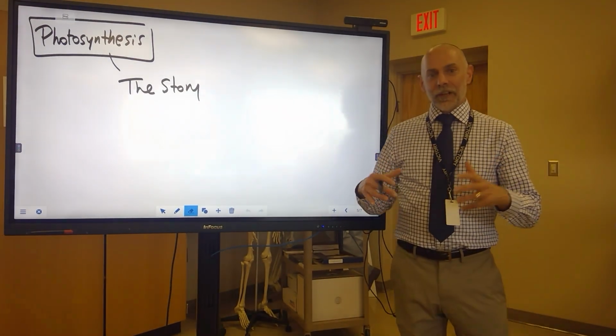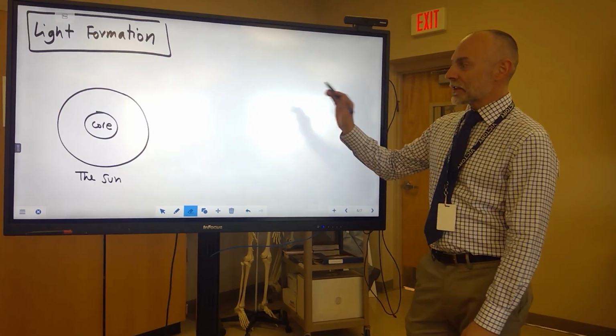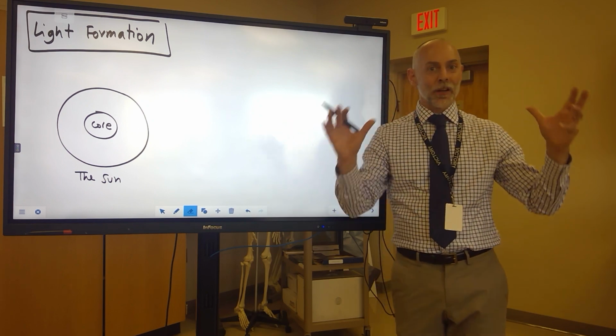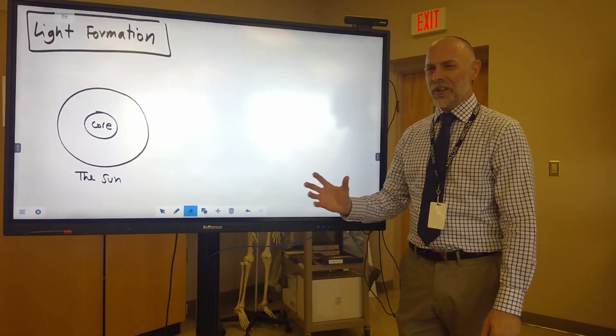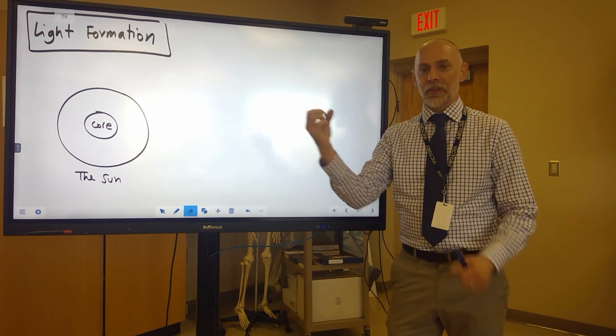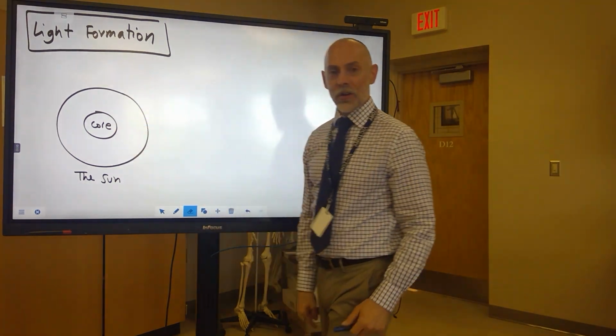Well, let's get into the nitty-gritties of this story of photosynthesis. The first part of the story is, well, where the heck did the light come from in the first place? The light that's going to power the whole thing. Well, the light comes from the sun. And where is this energy released? Where is it being released and then brought forth? Well, it happens in the core of the sun.